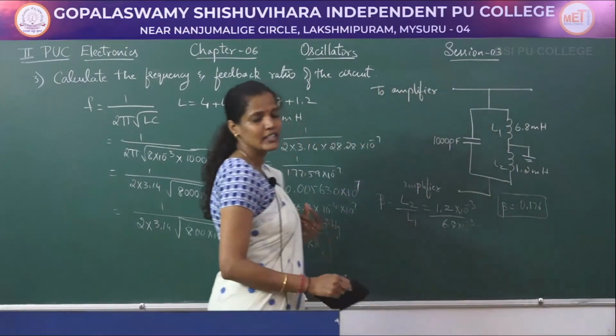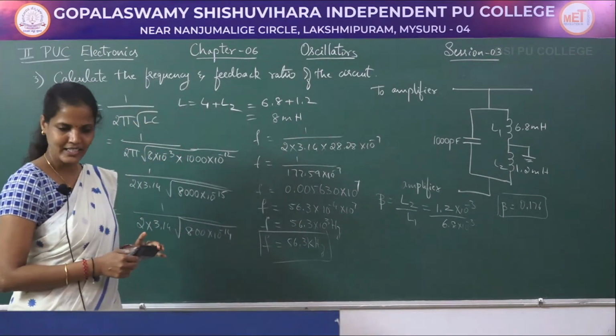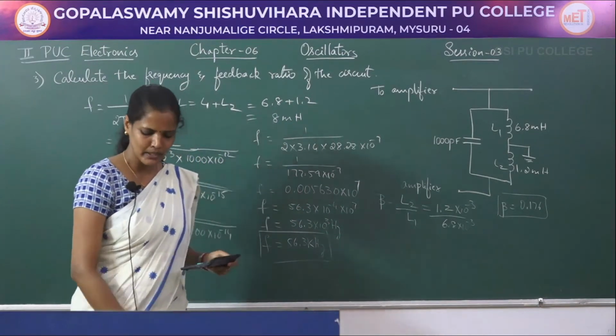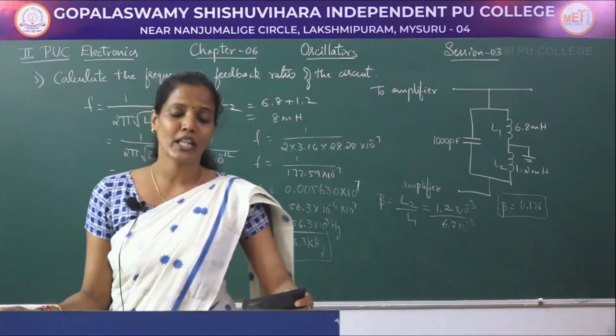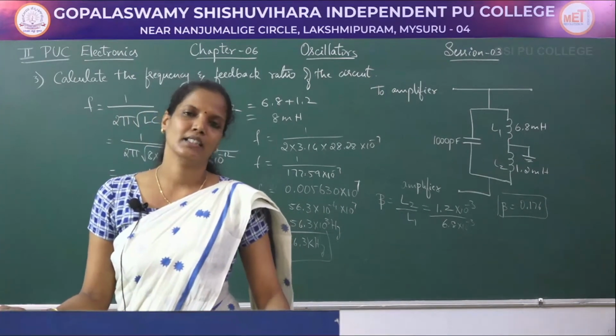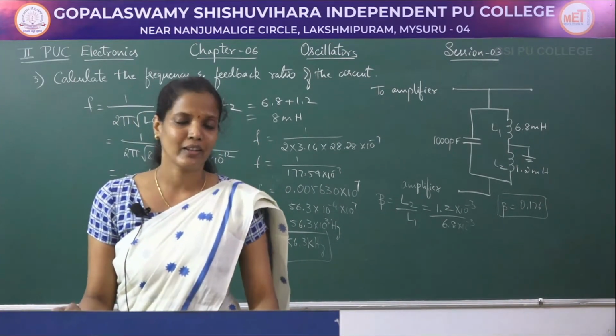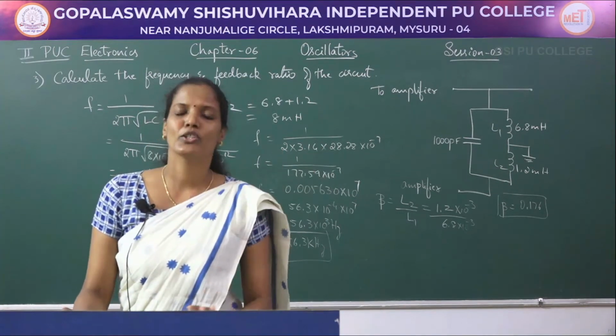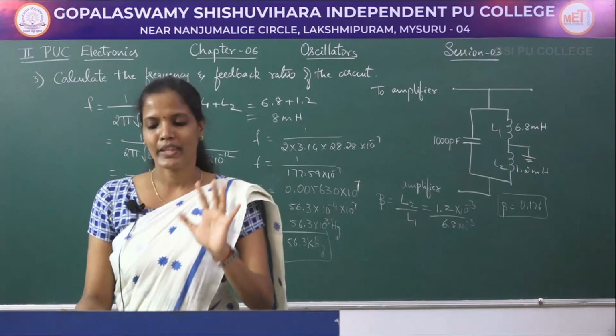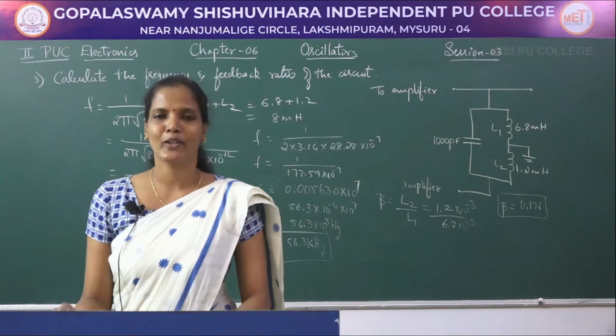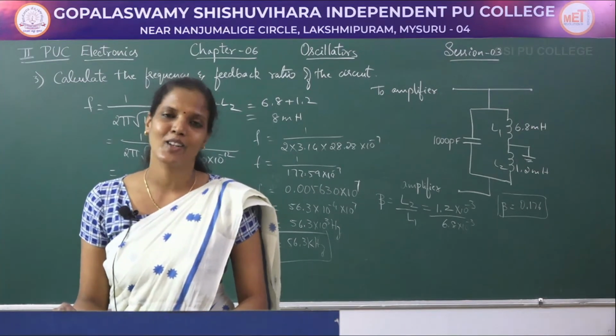So beta value is 0.176. Clear? So problems are simple, but the only thing is you must know how to convert the 10 to the power of negative values and 10 to the power of positive values to other values. Clear? Now we will move on to the next topic of this chapter, that is the Colpitts oscillator.